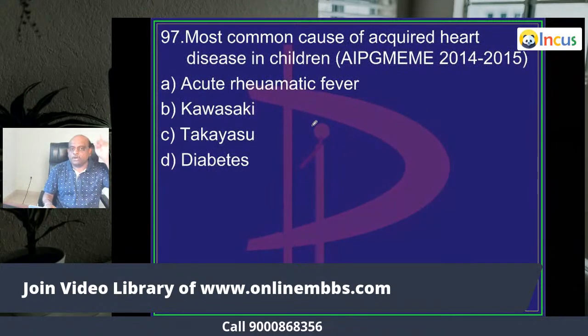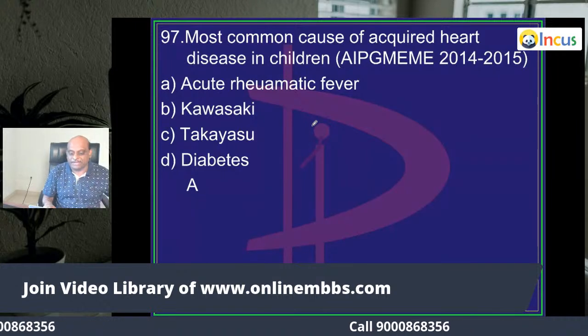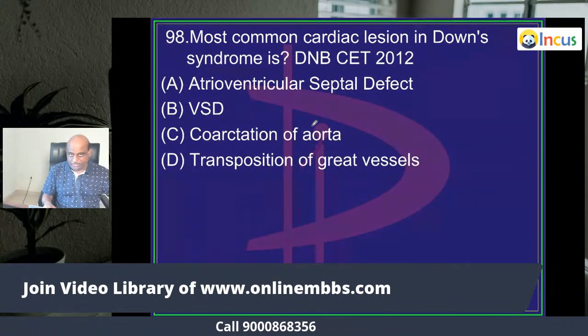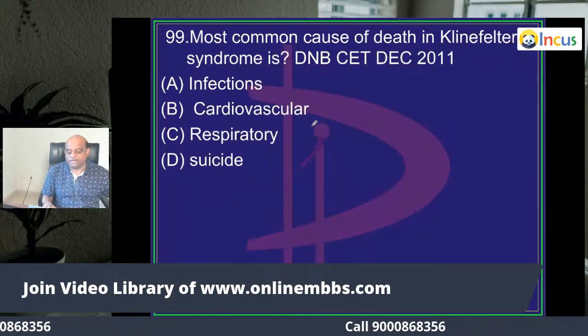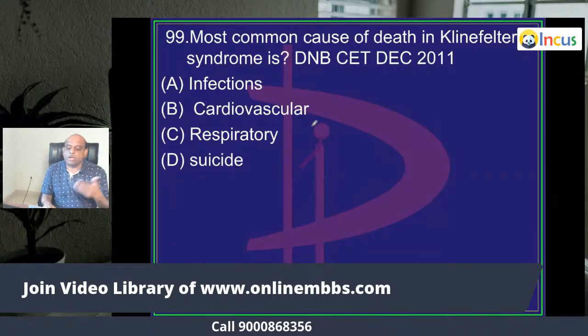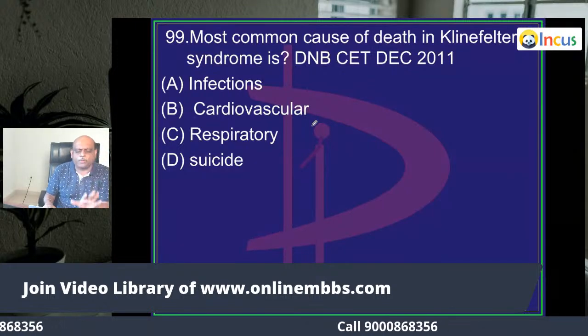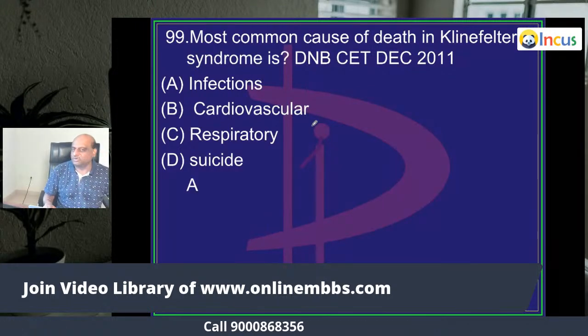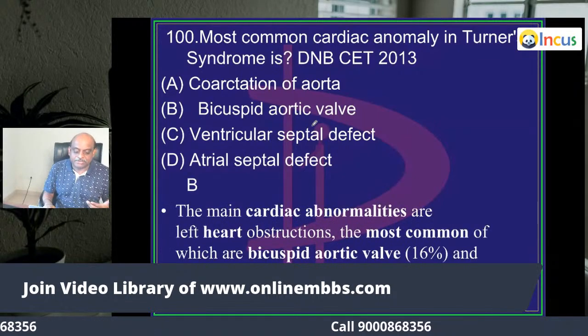The most common cause of acquired heart disease in children, acute rheumatic fever. The most common cardiac lesion in Down syndrome, atrioventricular septal defect. The most common cause of death in Klinefelter. Always, if infection is in the options, infection is the answer. No doubt about it. The most common cardiac anomaly in Turner's.